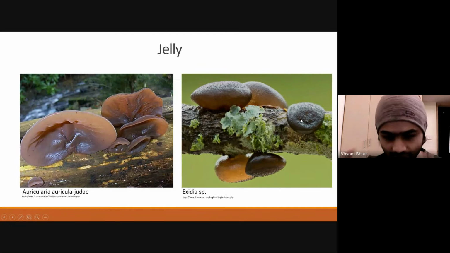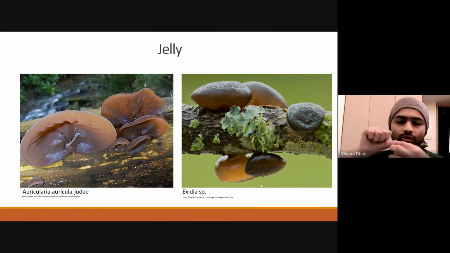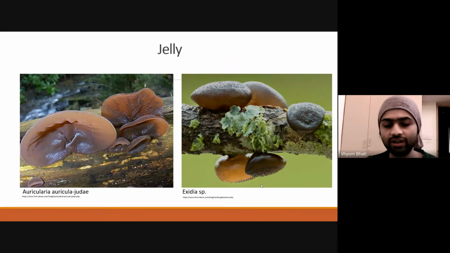So you see how close up these pictures are. This particular Exidia species, which is on the right, will be like the size of my thumb, almost this much. So the point is, it is very important that you get as close to the mushroom as possible so that you can identify it, because a lot of pictures that people share about mushrooms are so far away that even an identifier can sometimes not make out what they are looking at. If I keep these two mushrooms far away, they will look very similar.